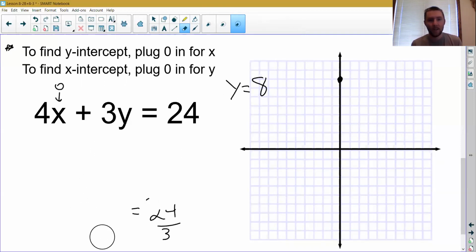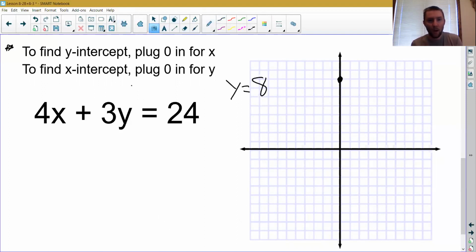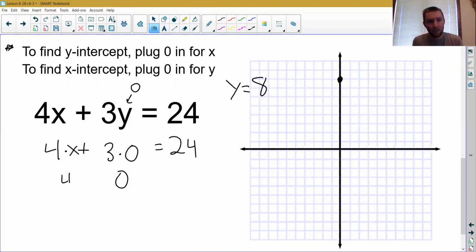Where do I cross the x-axis? I'm going to plug 0 then in for the y variable. So 0 goes in there, and this becomes 3 times 0. The front part still says 4 times x plus 3 times 0 is equal to 24. So 3 times 0, again, is 0, right? So this now says 4x plus 0 equals 24. But 4x plus 0, well, the 0 doesn't really matter, right? That just disappears. By plugging the 0 in for that y variable, that whole term just goes away.